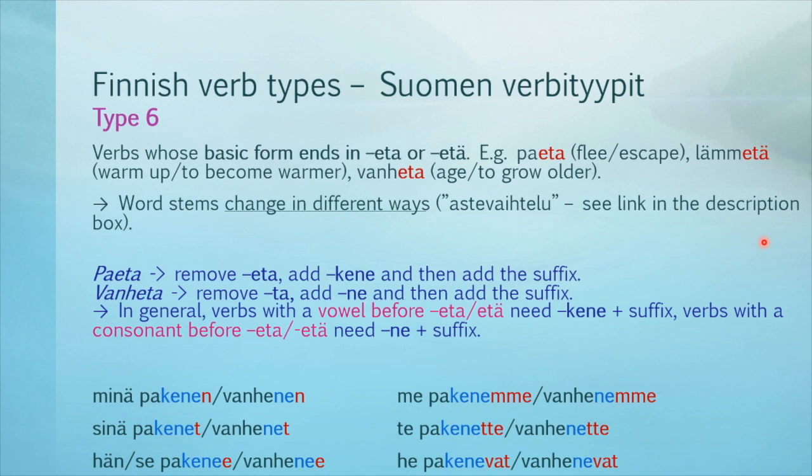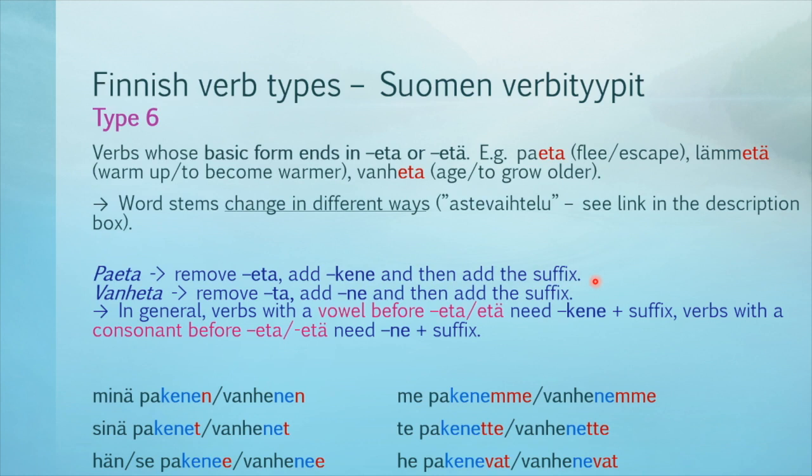Now, type 6 verbs are probably the most difficult because the word stems change in different ways. This has to do with a phenomenon called astevaihtelu, consonant gradation in English. I've put a link in the description box explaining it further. These verbs have a basic form that ends in either eta or etä. For example, paeta, meaning flee or escape, lämmetä, meaning warm up or to become warmer, and vanheta, meaning age or to grow older.